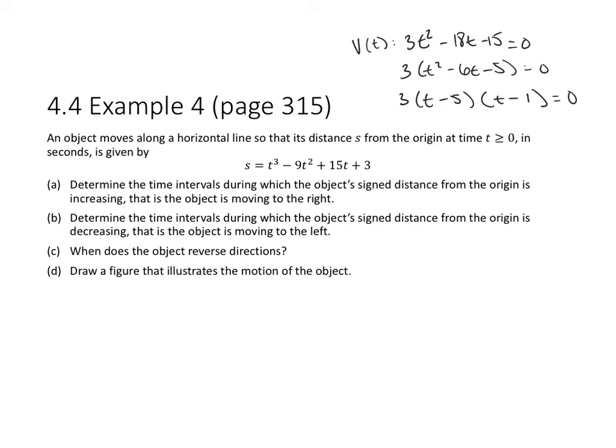So it looks like the velocity is 0 at time 5 and at time 1. So let's take a look at this picture. I'm going to draw my sign chart again. If the sign chart doesn't help you, then you don't have to do it, but it helps me, so I'm going to do it.